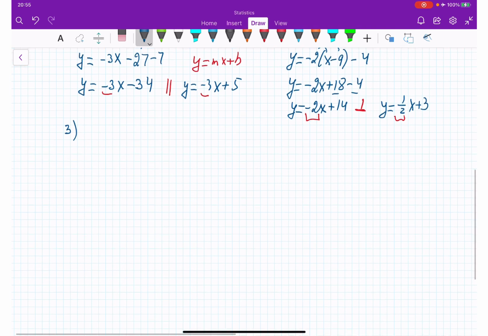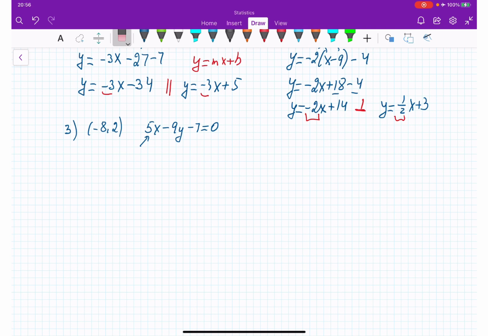Again, we need to do parallel, but the equation is given in general form. So we have the point (-8, 2), and our equation is 5x minus 9y minus 7 is equal to 0. Now, to insist here that 5 is the slope is absolutely wrong.